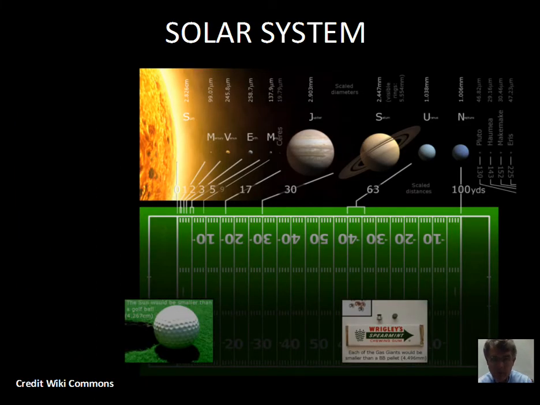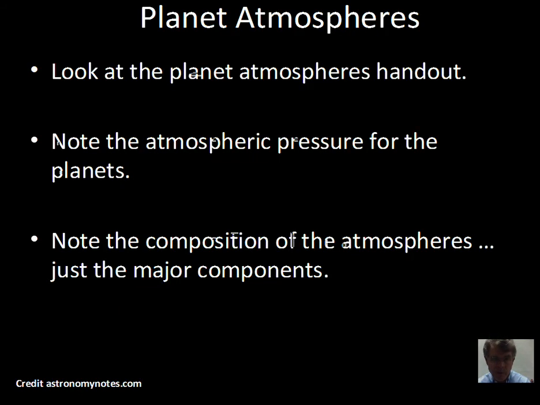But again, the spacing here, with the terrestrial planets being close to the sun, raises the temperature of the terrestrial planets compared to the Jovian planets. That has a major effect on what gases are in the atmospheres of the terrestrial planets versus the Jovian planets.